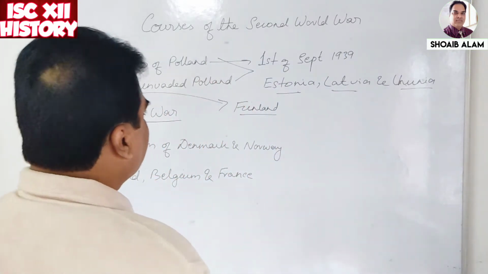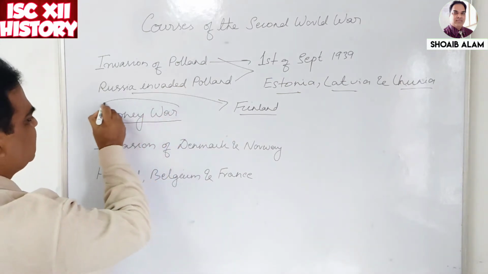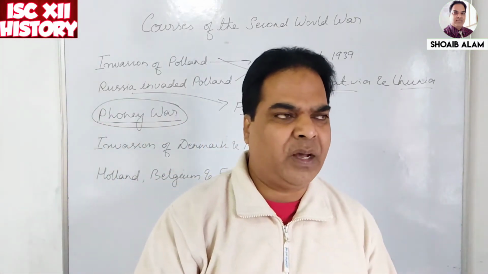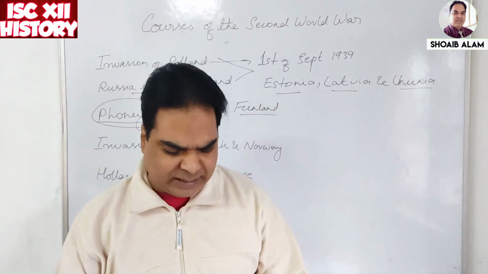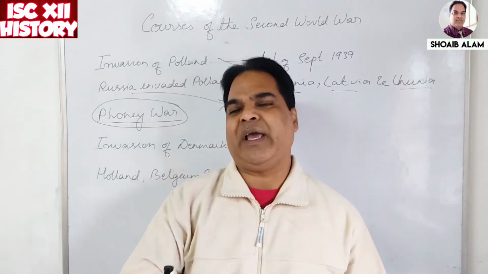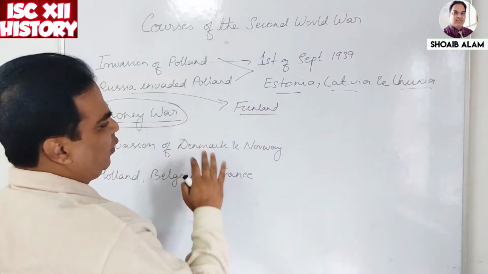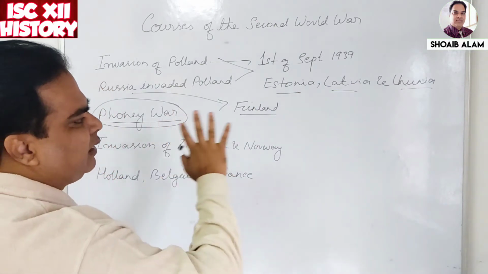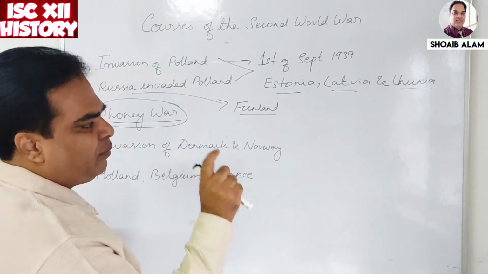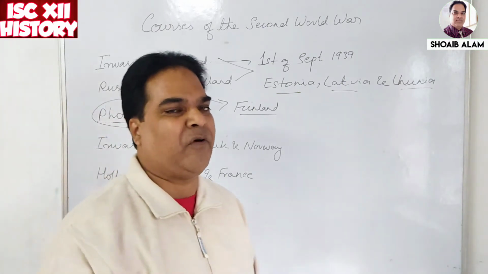Now then there is a small halt which has been described by the American press as the Phoney War. What actually is meant by Phoney War? We can say in a proper sentence that it was 5 months of inaction after the invasion of Poland. After the invasion of Poland, there was a 5-month gap where nothing took place. This 5 months of inaction from the German side has been described by the American press as the Phoney War.